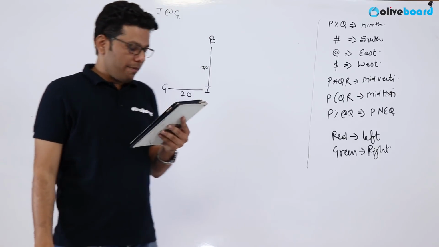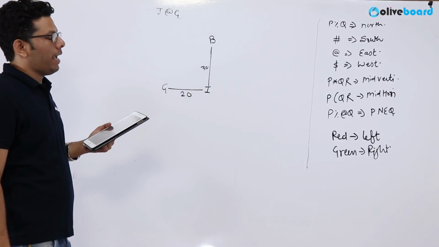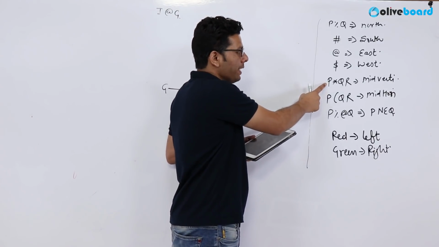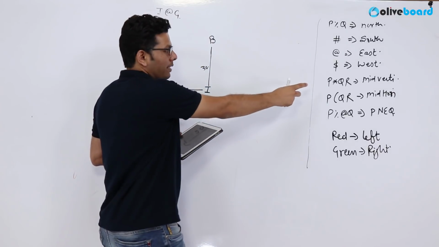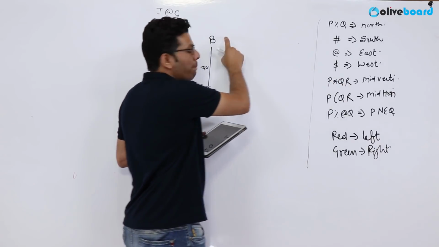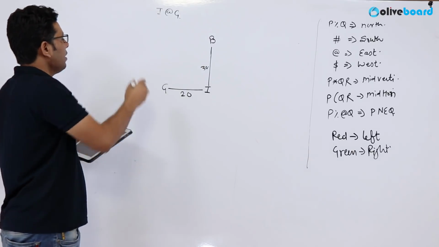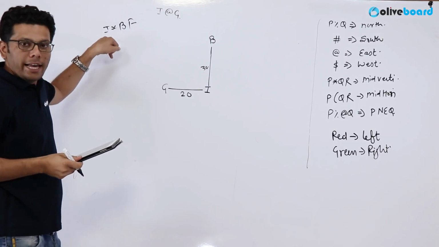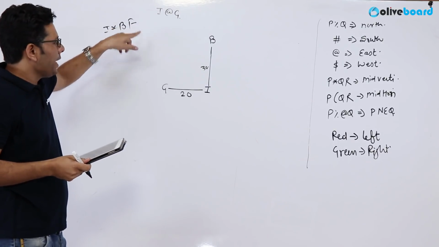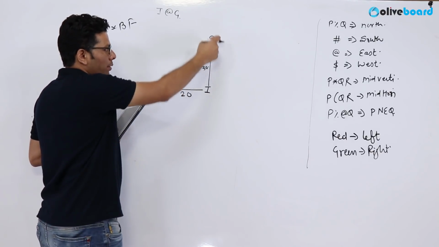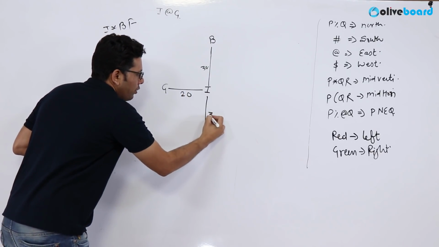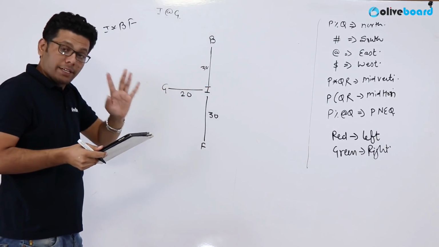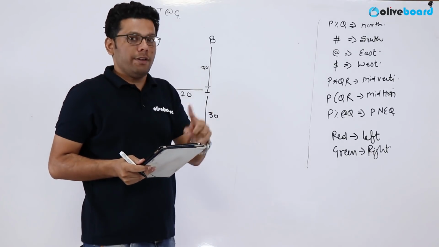Then they have given I star B and F. This is the point they have given. It means that I is the vertical midpoint of B and F. If I is the vertical midpoint of B and F, then my F would be at this position after the 30 meter. I'm just decoding the given data.